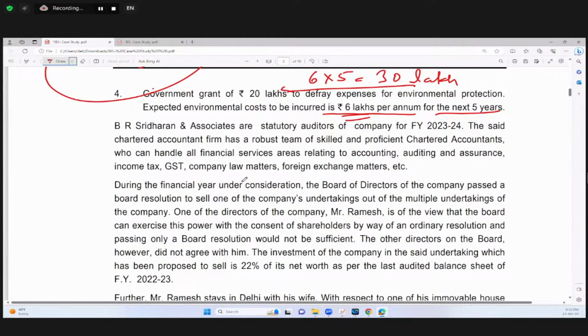One of the directors of the company, Mr. Ramesh, is of the view that the board can exercise this power with the consent of shareholders by way of an ordinary resolution. Sorry, I think I missed a line. I had reached the board resolution. Let me repeat the first line again, students. During the financial year under consideration, the board passed a board resolution to sell one of the company's undertakings.